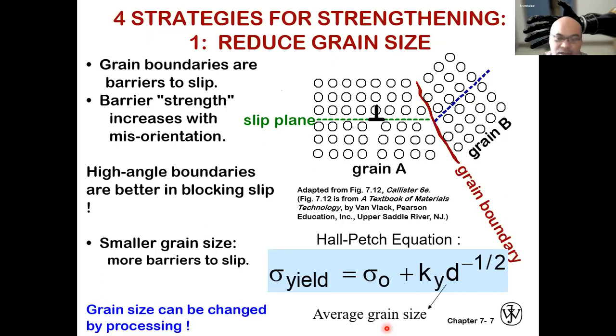So let's now discuss in more detail each of the strategies for strengthening the material. The first strategy is reducing the grain size of that material. So grain boundaries are barriers to slip.